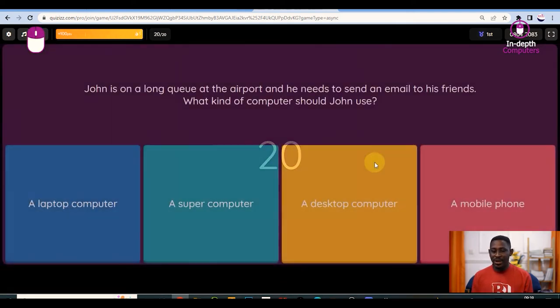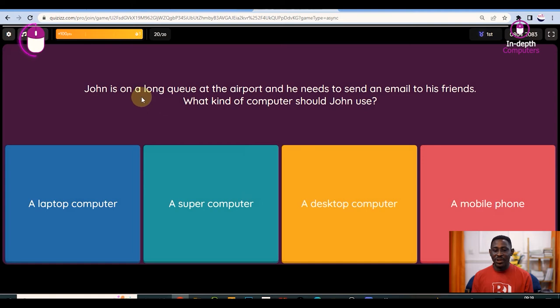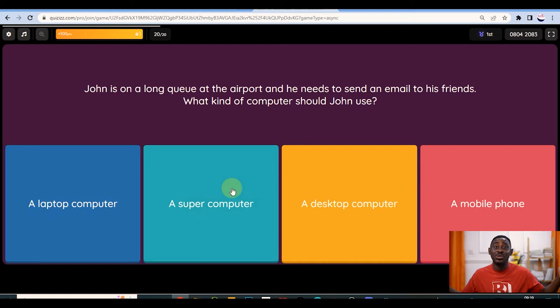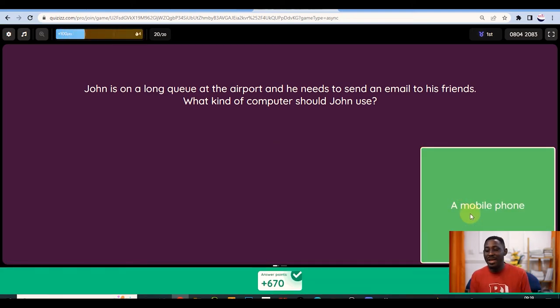Now the last question says, John is on a long queue at the airport and he needs to send an email to his friends. What kind of computer should he use? He wants to send an email, he's on a long queue. He can't use a laptop because on the long queue, he can't use a laptop. A supercomputer, he can't use a supercomputer because it's so big. A desktop computer, no, but a mobile computer is the most appropriate.